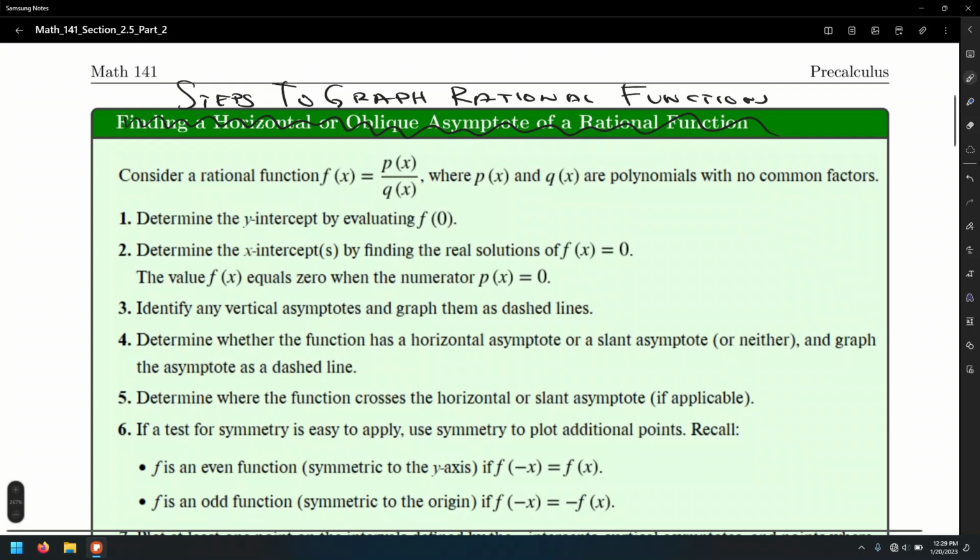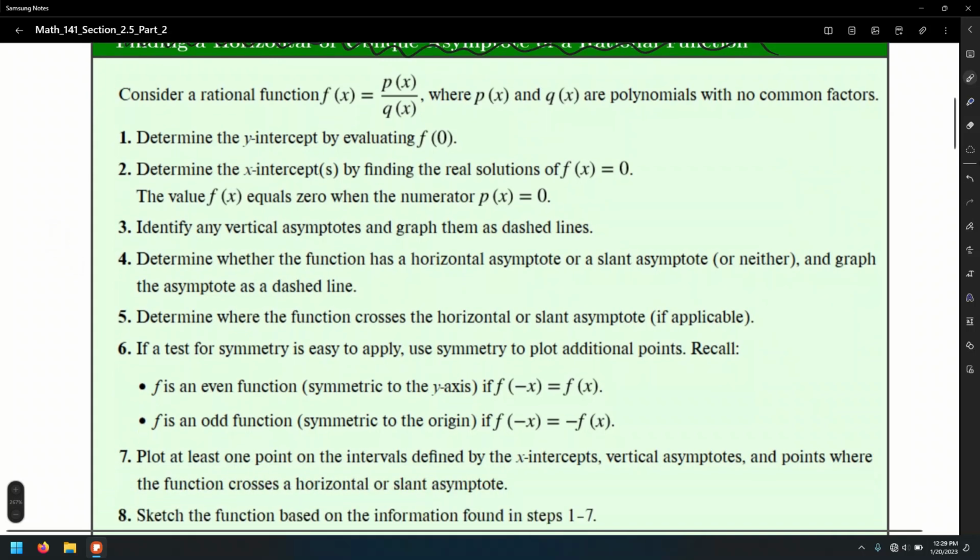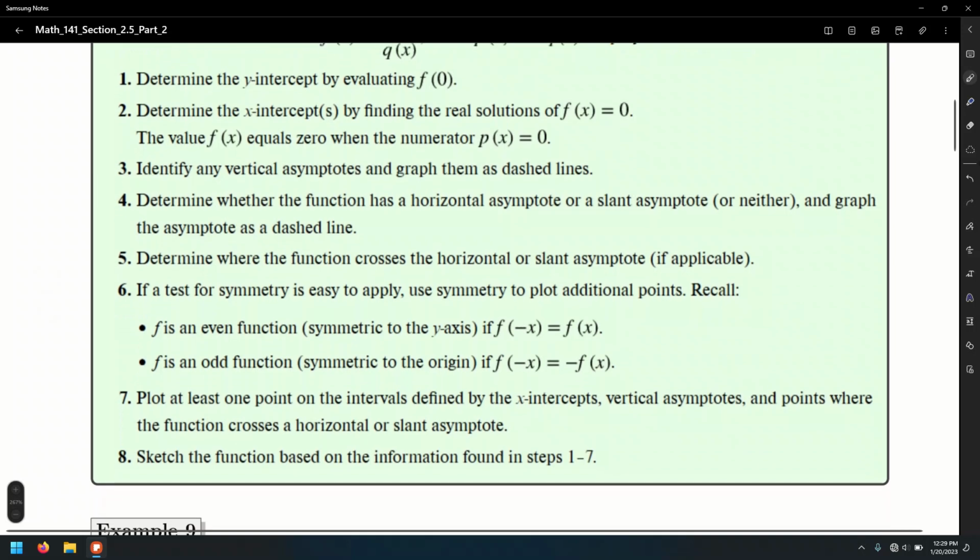We consider a rational function that is a polynomial over a polynomial, and we'll make sure that there are no common factors. If there are common factors, make sure to factor the polynomials and divide them out. If they divide out, recall those are holes, as we saw in one example. Everything else would be asymptotes.